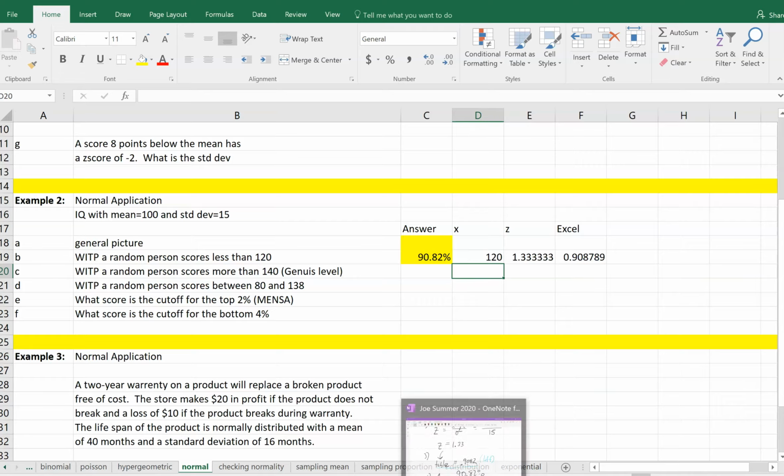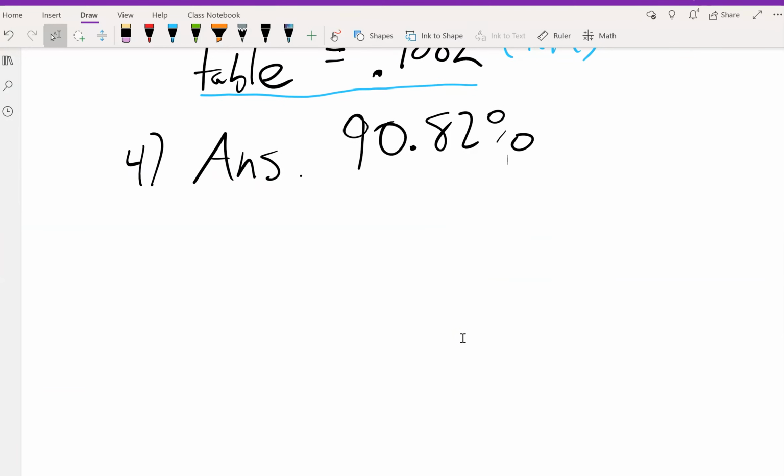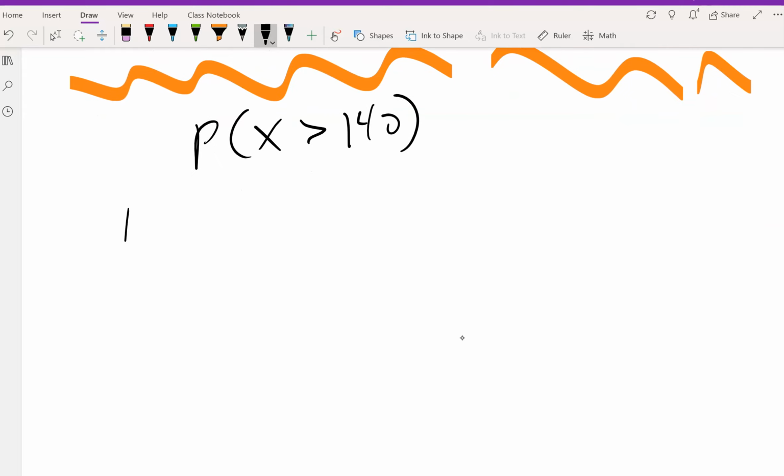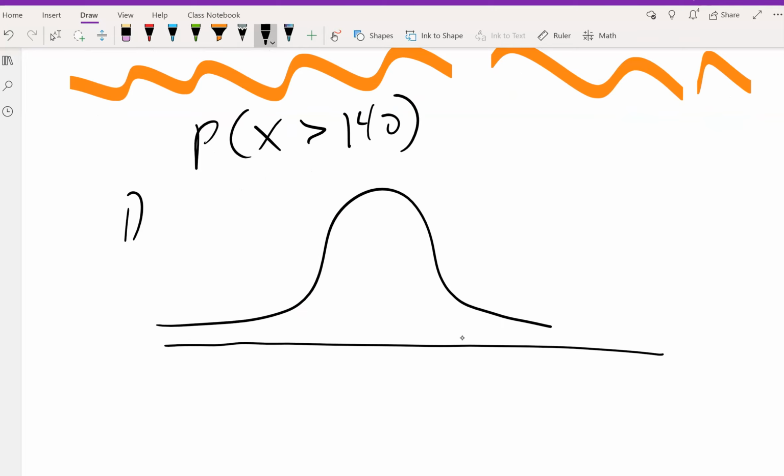All right, let's do this. More than 140. Here we go. Now that we know how to do 1, you know how to do the rest because they're exact same way. Real life, more than 140 to be a genius level. All right, I like to follow my steps. Step 1, draw a picture.